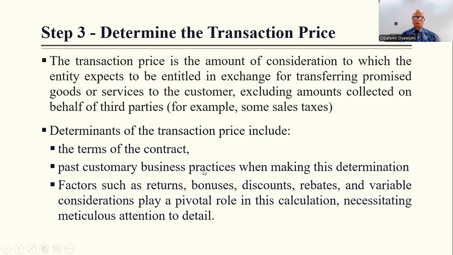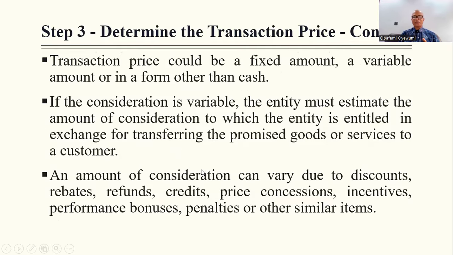So let's continue. All right, transaction price could be a fixed amount, a variable amount, or in a form other than cash. So that's transaction price. It's either a fixed amount, a variable amount, or in a form that's other than even cash. If the consideration is variable, now there are some technicalities involved in this. If the consideration is variable, the entity must estimate the amount of consideration to which the entity is entitled in exchange for transferring the promised goods or services to a customer.